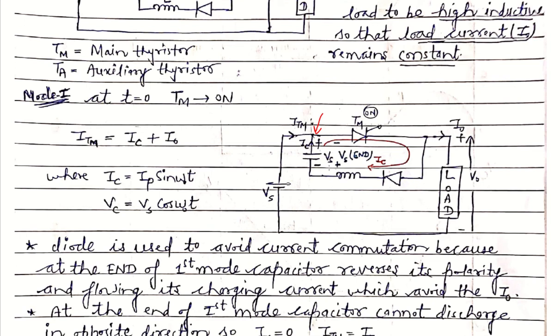Now this capacitor provides the charging current, so it is added to this output current, which is constant. What is the expression of this charging current? In an LC combination, we always write the charging current as IC equals IP sine omega naught t, where IP is the peak value of the charging current, which is given by Vs root over C by L. And if we want to find the voltage across this capacitor, it is given by Vc equals 1 upon C integration of IC dt.